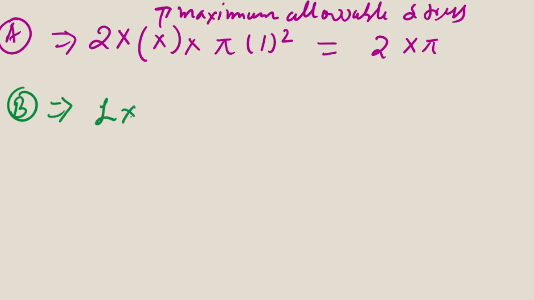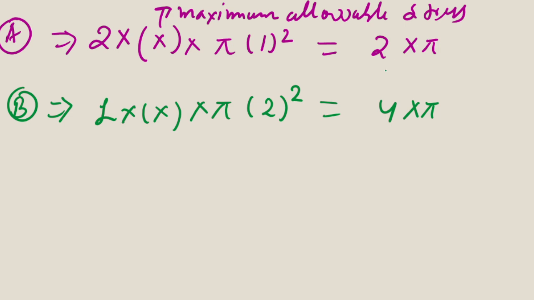Okay, for option B, it is one wire of 2 millimeter. So 1 into maximum allowable stress into pi, and 2 mm is the diameter, sorry, it's millimeter, not nanometer. So it will be the square of 2, so it will be 4x pi. It is x, not cross. Okay, 4x pi.